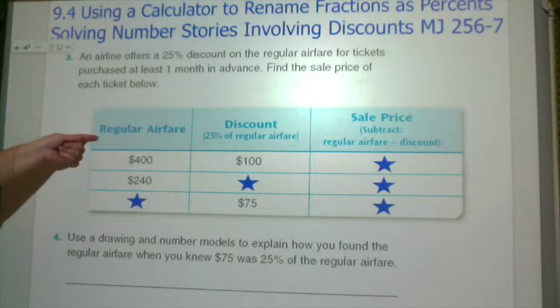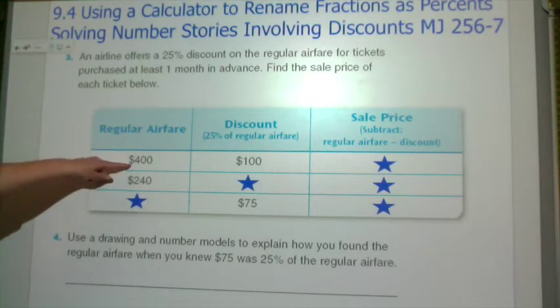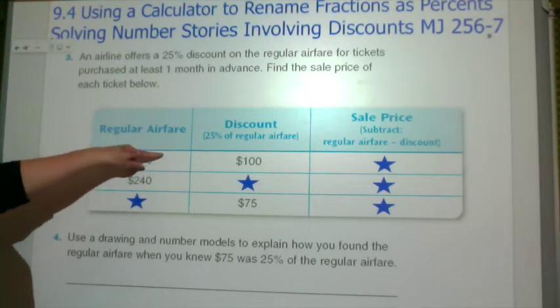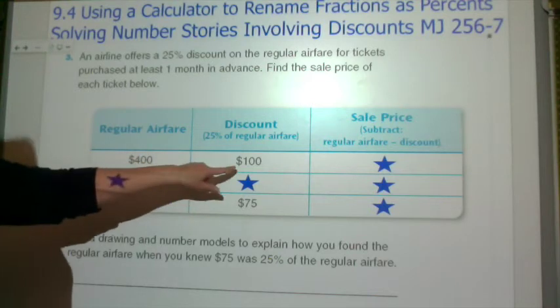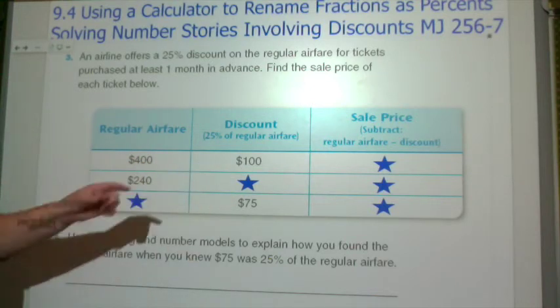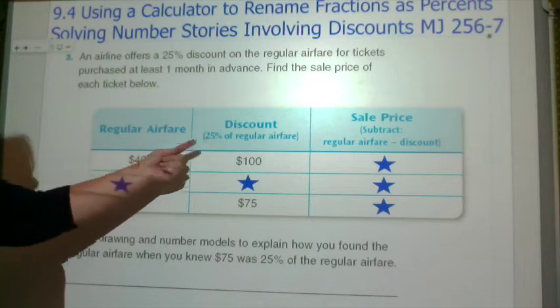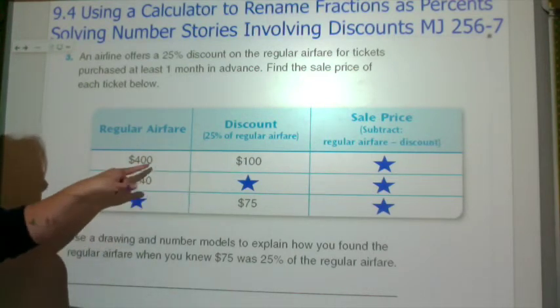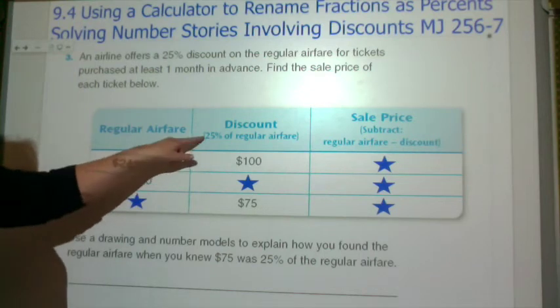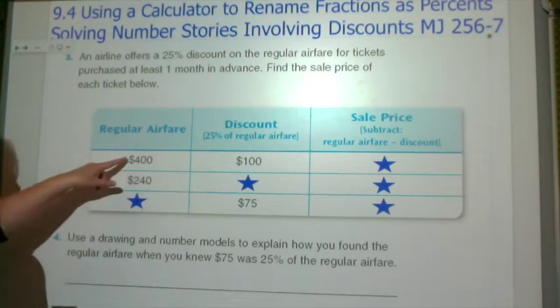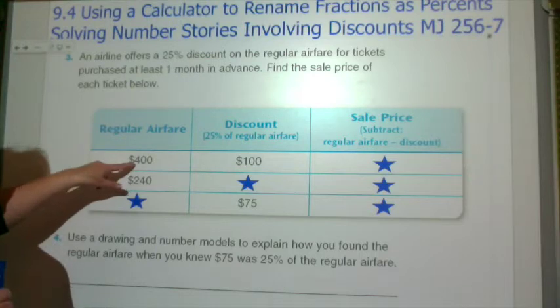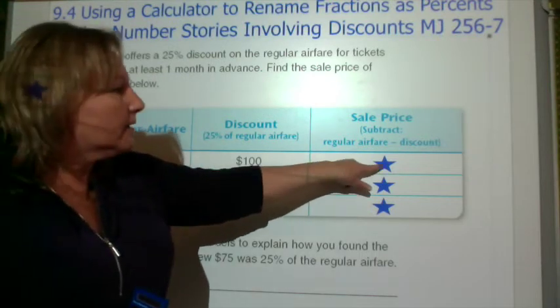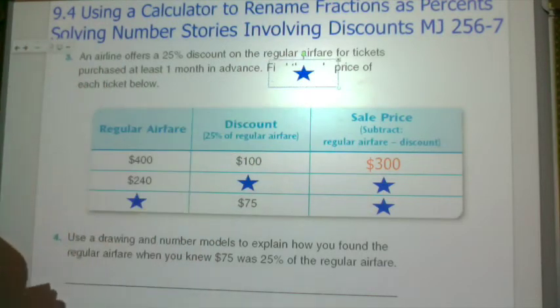So we have regular airfare is $400. If I divided that into 4 parts, that means each part would be worth $100. 25% off of $400 is $100. I divided this by 4 to figure out what 25% off. So my original airline ticket was $400. I'm going to take away $100. I get $300 left that I have to pay.